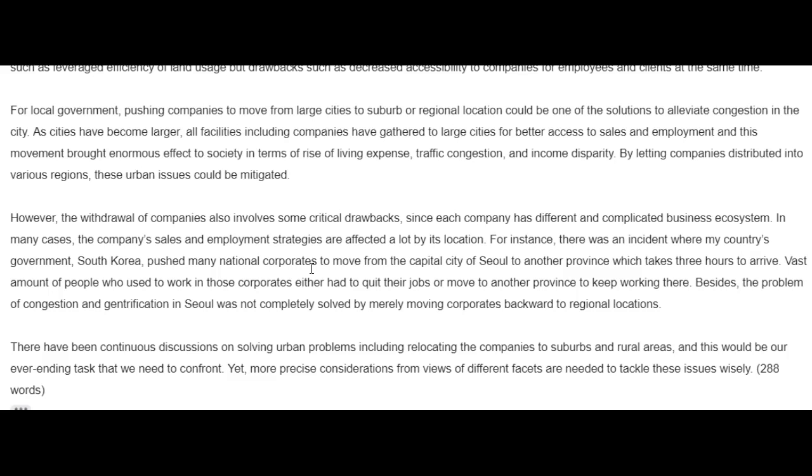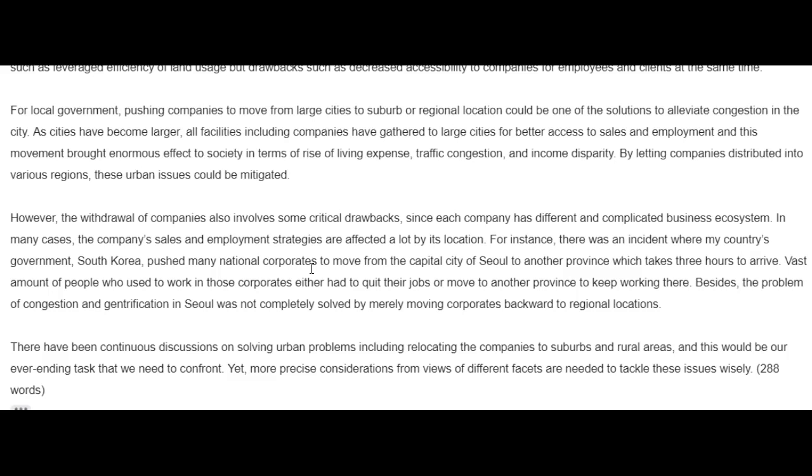You could have said that a lot of people don't want to do this, and then in turn the company has to look for substitute employees from the regional location, and maybe they won't be as highly qualified as those who are in the major cities. Okay, so it needed a little further extension. Okay, so there have been continuous discussions on solving urban problems, including relocating the companies to suburbs and rural areas. And this would be our ever-ending task that we need to confront.